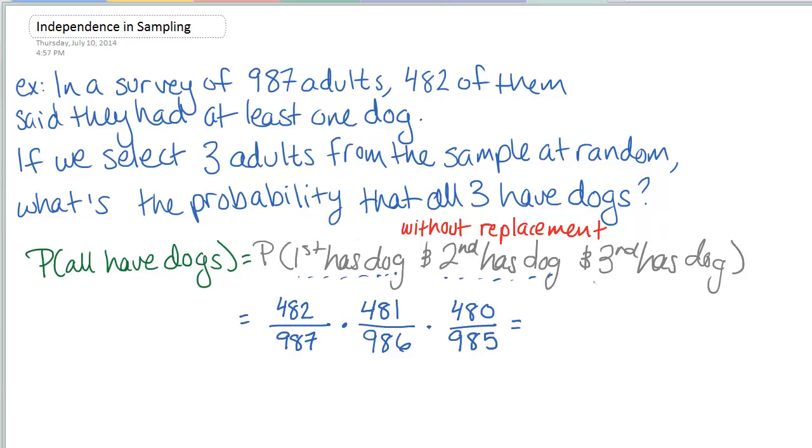So the probability of each of these is slightly different because we're sort of removing each adult out of the pool as we go. You can imagine if you selected a lot of people, eventually we would actually run out of people with dogs. So, for example, the probability of selecting 500 people that have dogs, well, that's impossible because there were only 482. So in the extreme cases, you can see where this would make a big difference. Rounding to 4 decimal places, we get a probability of about 11% here.